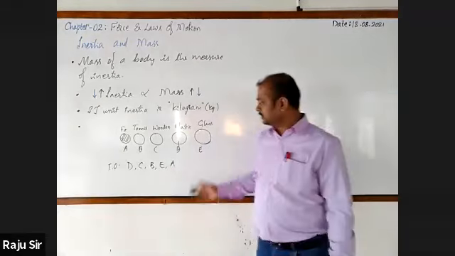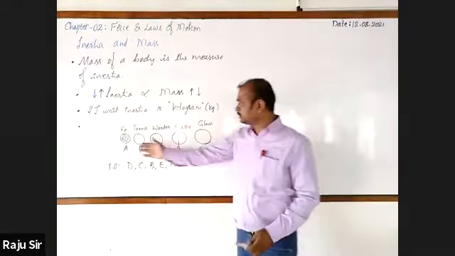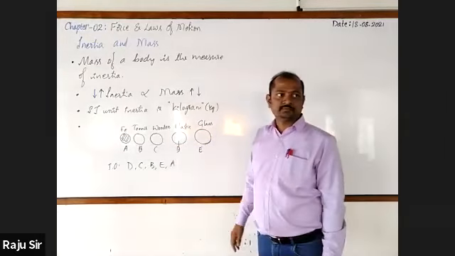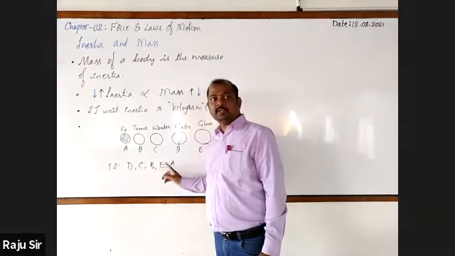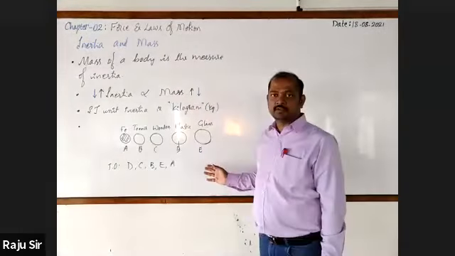Then, what is the decreasing order of inertia with respect to these when they are at rest? A, B, C, D, E. Let us write it in reverse order.